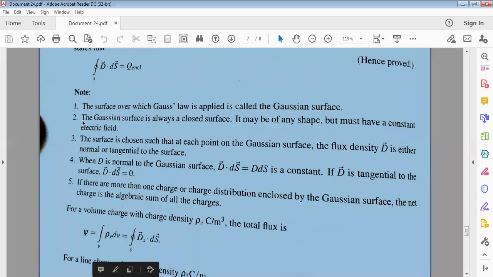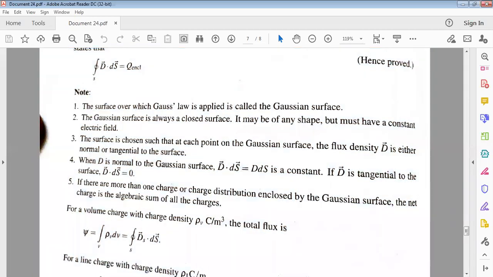It may be of any shape. Remember that point, because that is the limitation of Gauss law. The Gaussian surface is always a closed surface, and it may be of any shape, circular or triangular, any arbitrary shape. It must have a constant electric field. That is the important point.